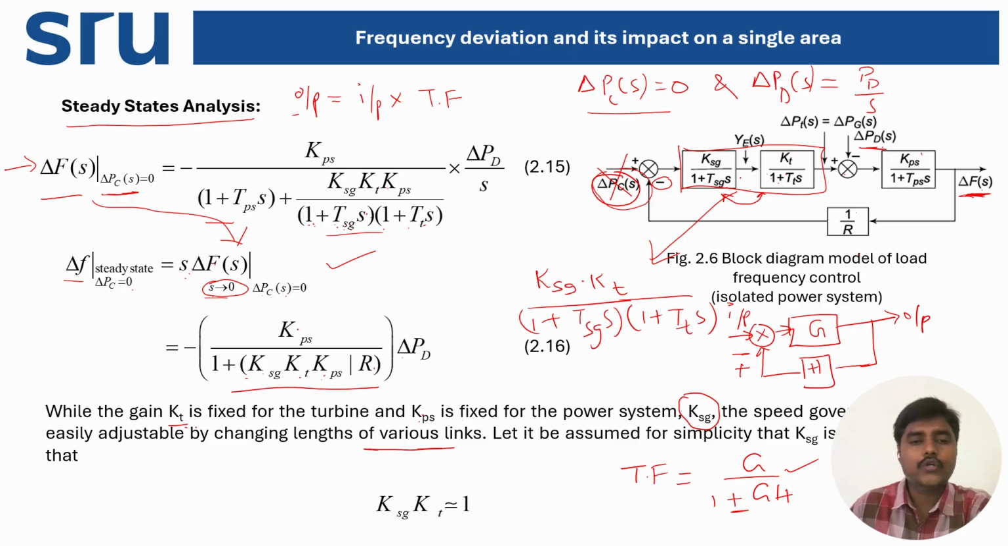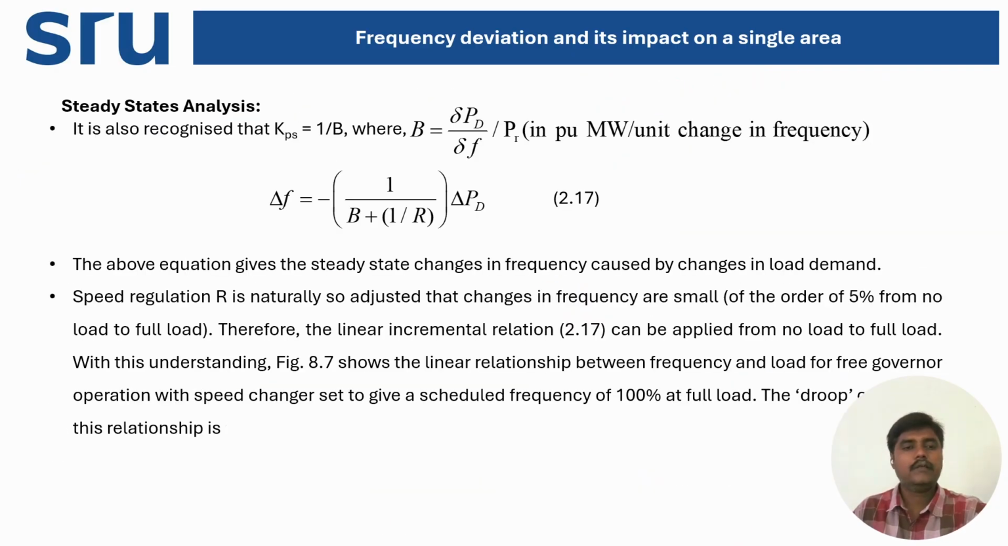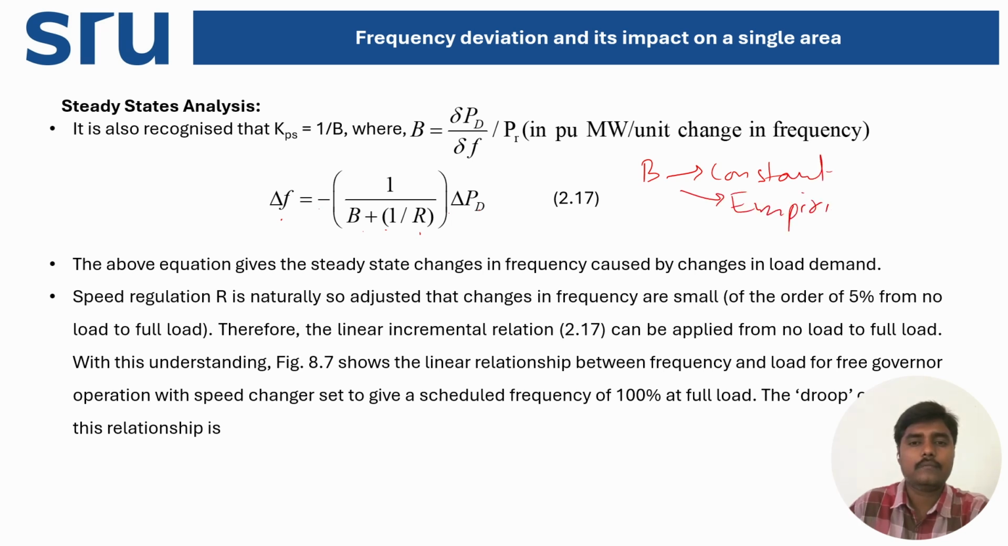And we are going to adjust this KSG in such a way that the product of KSG into KT is approximately equal to 1. So once we implement this rule, then that particular equation, whatever we have derived for delta F, will be changed to minus 1 by (B plus 1 by R) into delta PD. So where B is some constant, and it can be determined empirically.